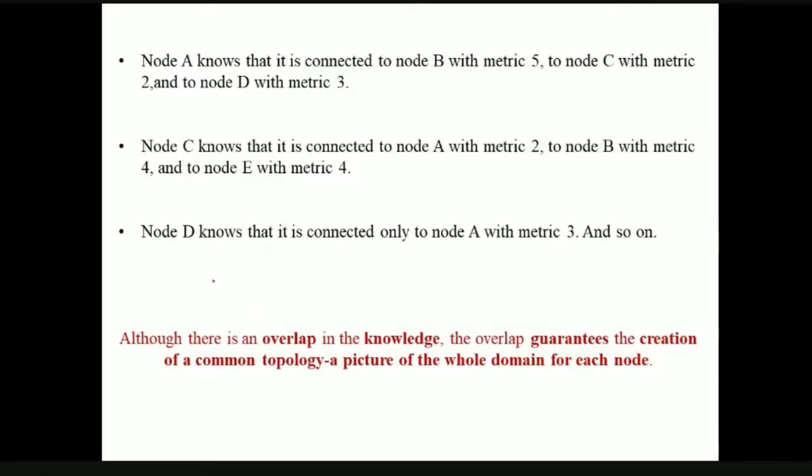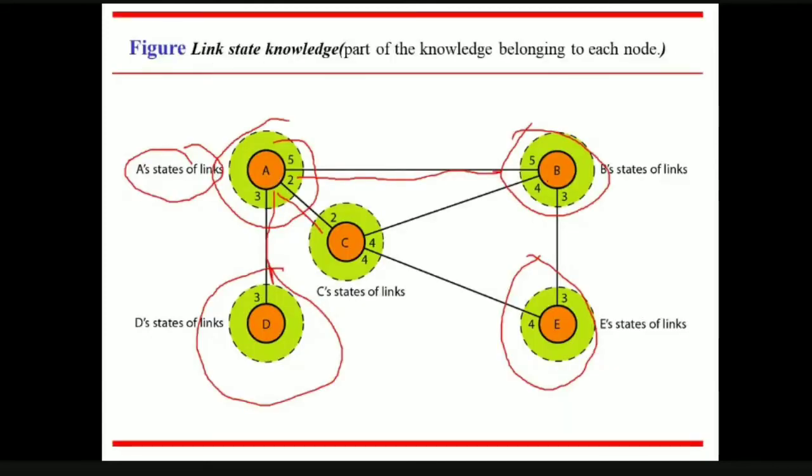Now, if you see here the same thing which we have discussed, A knows that it can connect to B with a cost of 5. Here we are representing duplicate values, right? This is the same value and this is the same value. That is, A to B is 5 and B to A is 5. And A to C is 2 and C to A is 2. And A to D is 3 and D to A is 3.